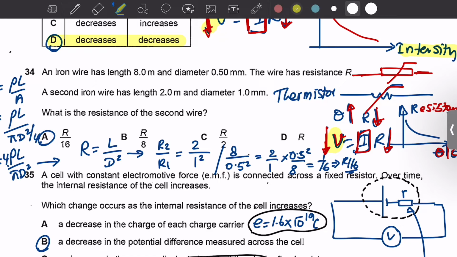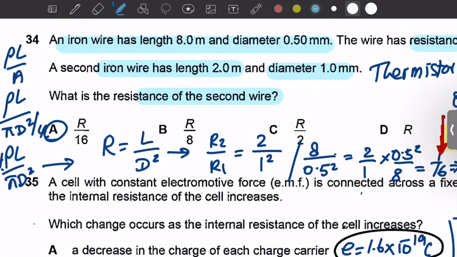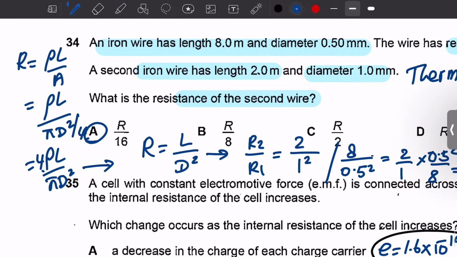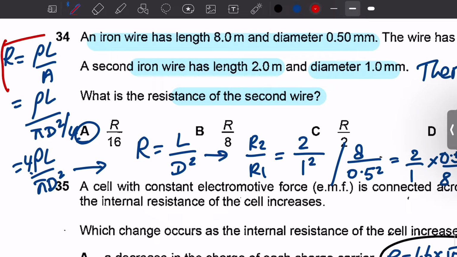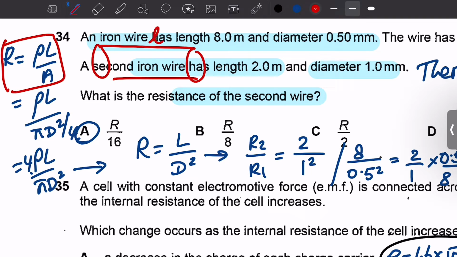An iron wire has length this much, diameter this much, wire has resistance R. Another iron wire has length this much, diameter this much. What is the resistance of the second wire? Okay, let's try to remember which physics is relevant to this one. We know resistance of a wire depends on three factors. What are they? Resistance of a wire depends on length, cross-sectional area, and resistivity.